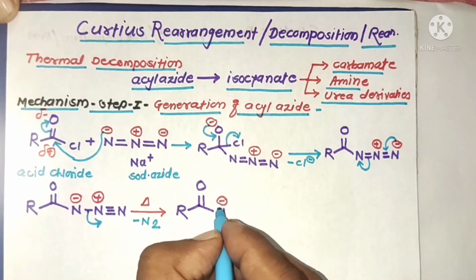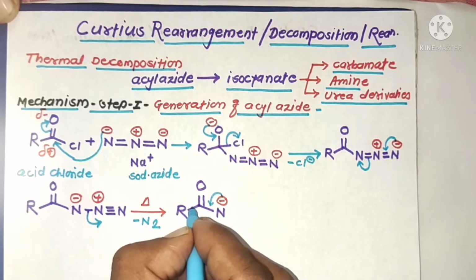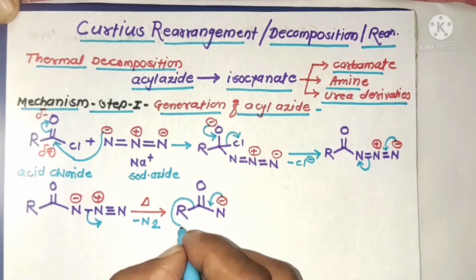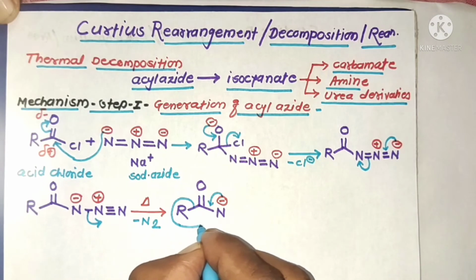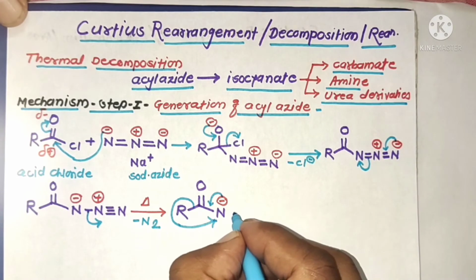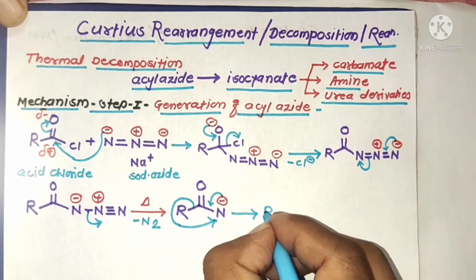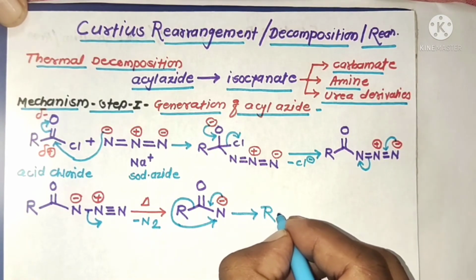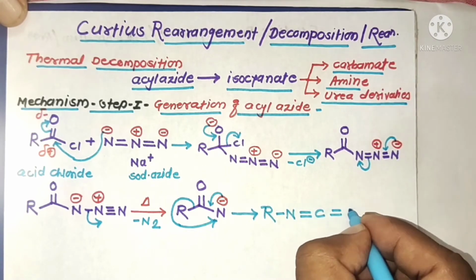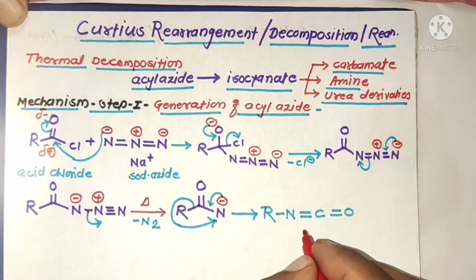The molecule then undergoes rearrangement. Here the nitrogen bonding electrons shift toward the nitrogen and carbon atoms, and then the R group, which may be alkyl or aryl, migrates from the carbon to the nitrogen atom. This rearrangement of the R group forms the intermediate of this reaction, that is isocyanate, R-N=C=O.